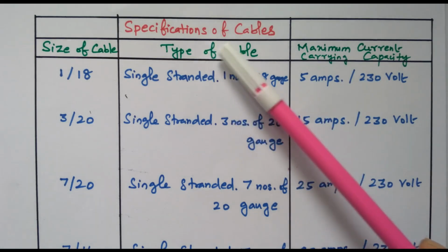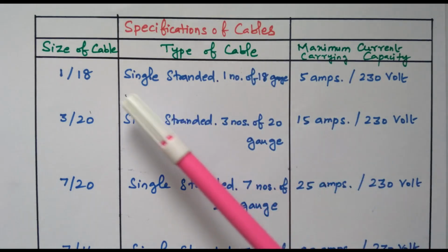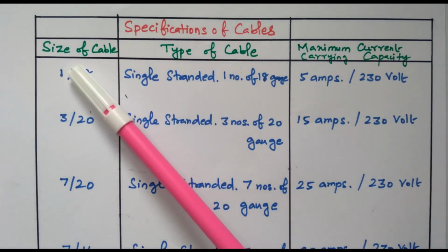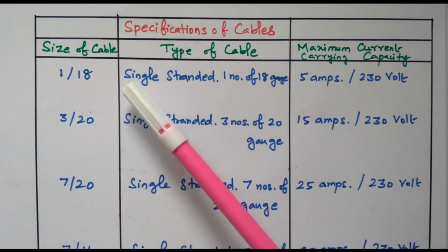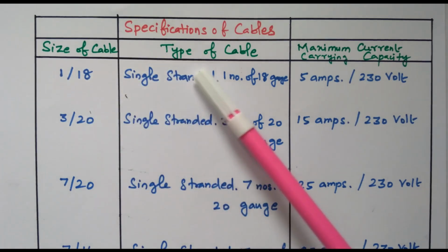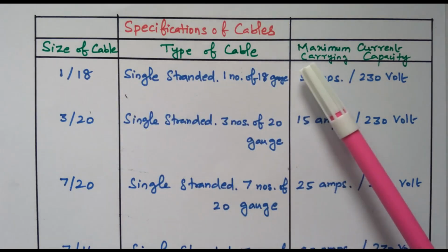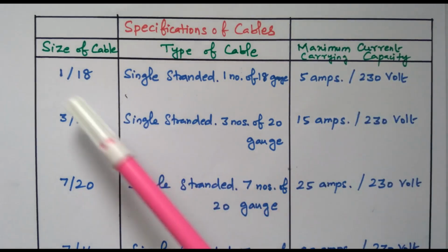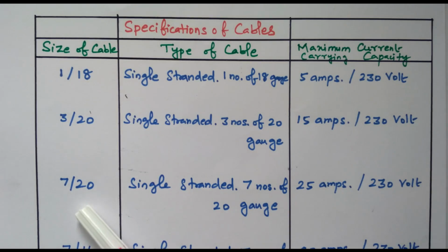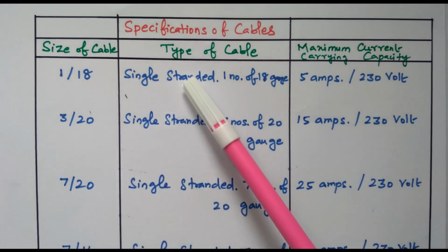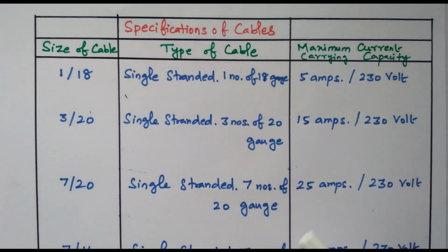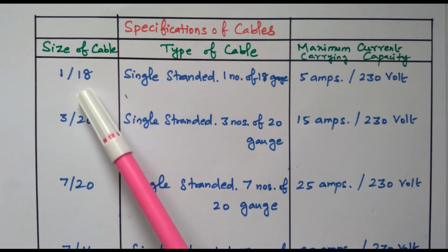Now we'll see the specification of the cable. It is classified based on the size of the cable. Based on that we can see what type of cable it is and what its maximum current carrying capacity is. So first we will see the first type, 1 bar 18.